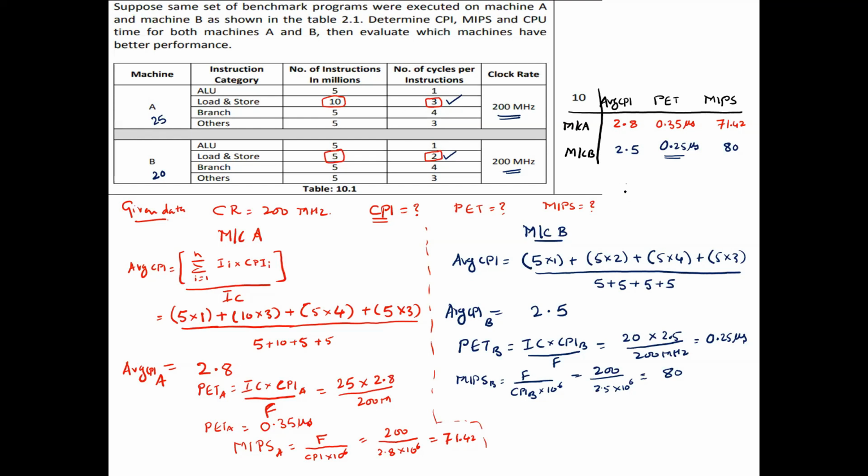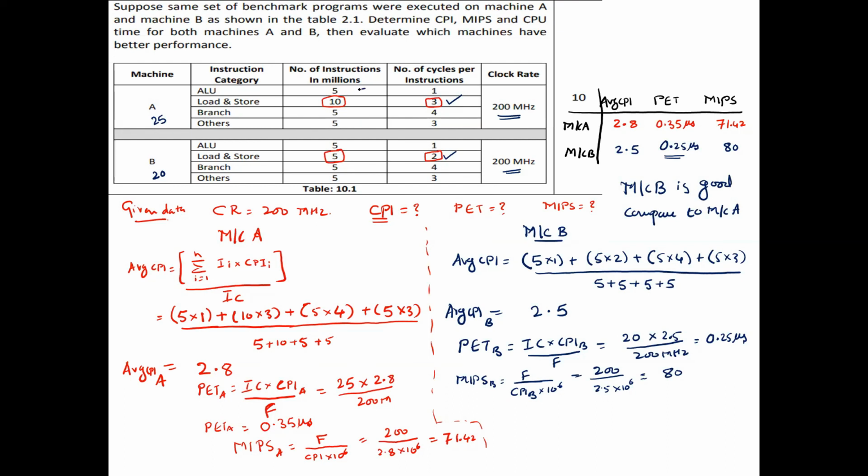So that is why. So what is the machine conclusion? Machine B is good compared to machine A. So this is how you will get it in the internal examination. These figures we are going to change, right?